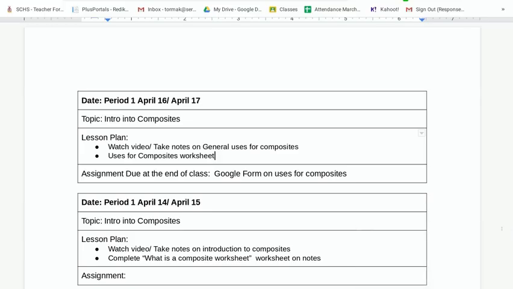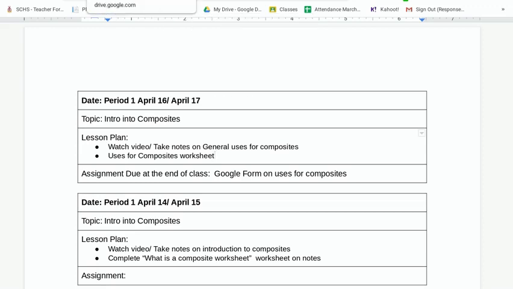Hello, class. Today, we are on April 16th and April 17th for material science. We are going to talk about further going into composites and the uses for composites and really everyday material that you may use and not know that is made out of a composite. And then you will have to do a corresponding worksheet for the notes that you are going to take.